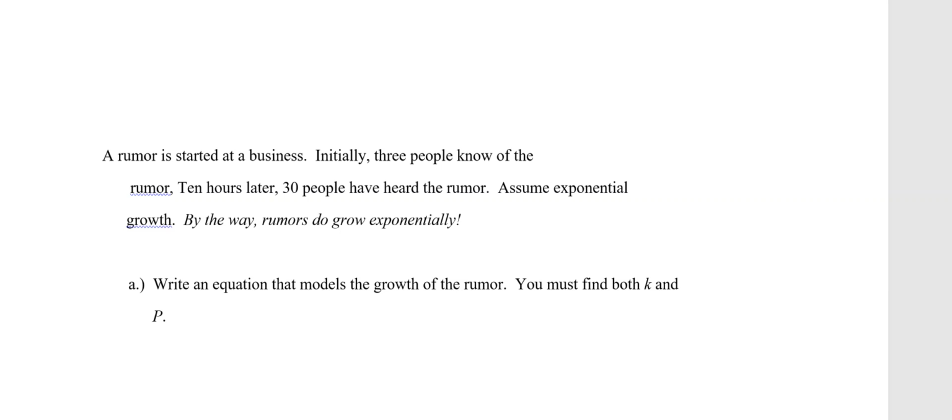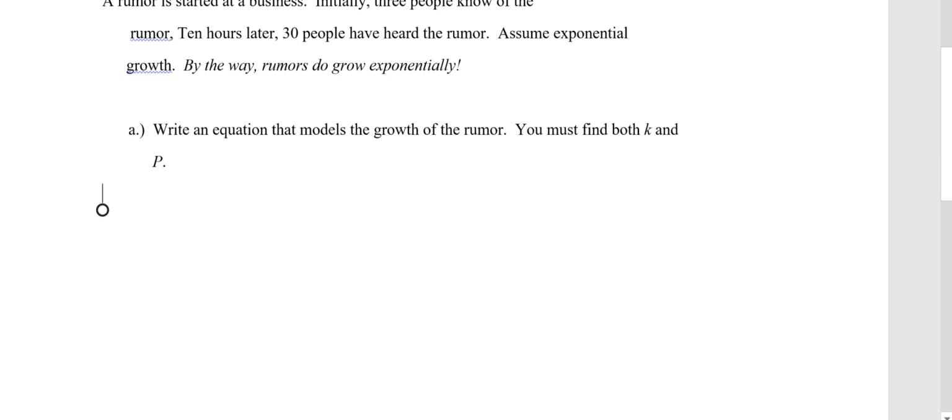Write the equation that models the growth of the rumor. You must find both K and P. Okay. So let's write our equation for exponential growth. It looks very similar to the equation for compound interest, right? A equals P e to the rt, except that now we're going to use the equation A equals P e to the kt, where k is the growth constant and P is the initial amount.